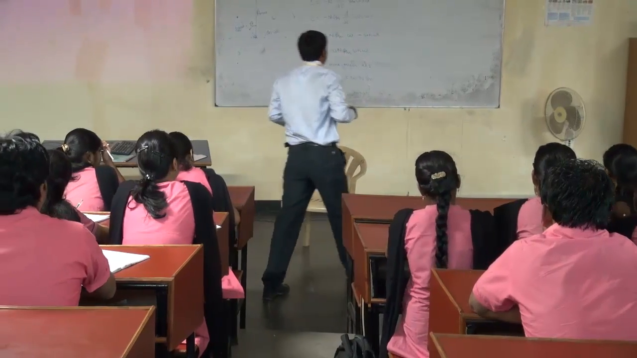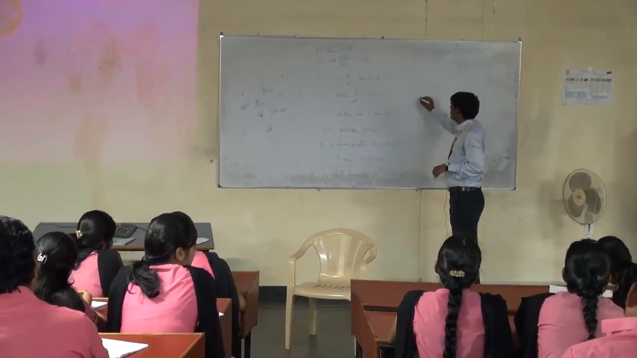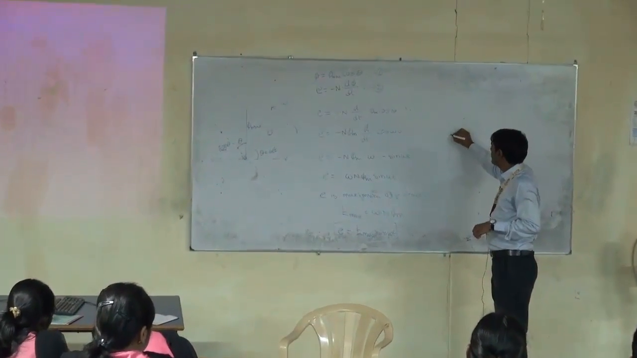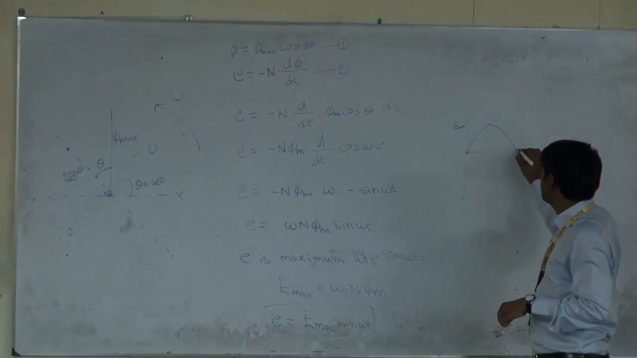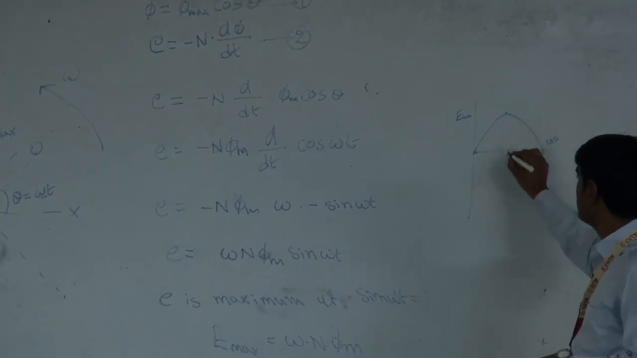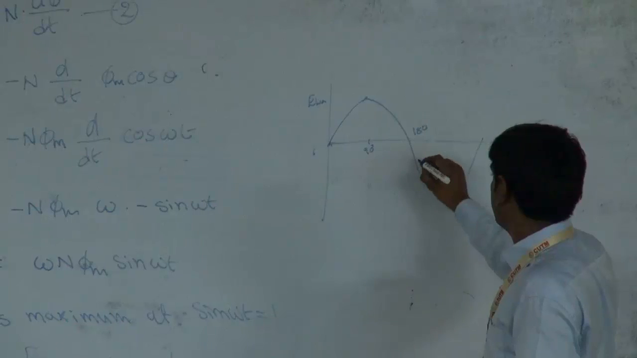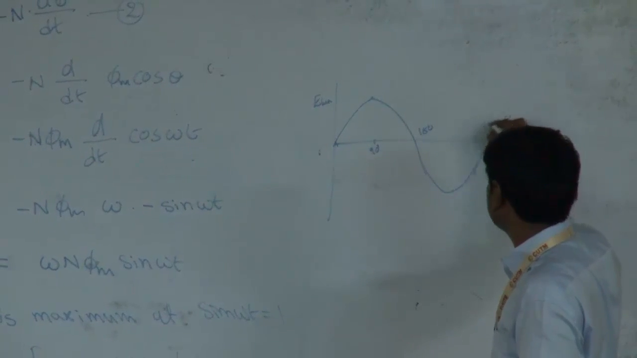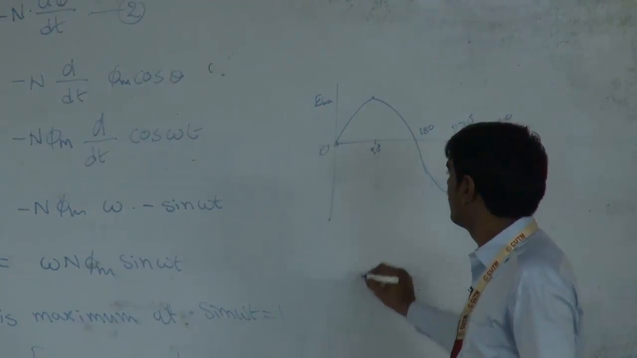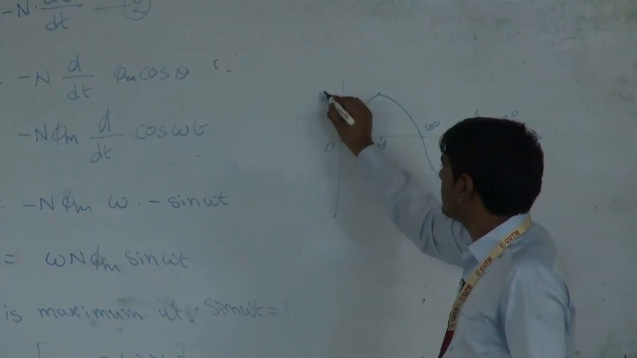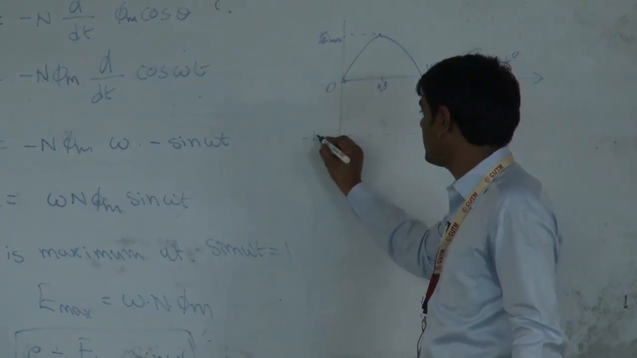So if you draw the induced EMF here, sine 0 is 0, and at sine 90 you will get the maximum EMF. This is V max, and here it is at 180 degrees, it is 0. Let me draw it more clearly. So this is 360 degrees, and this is 270 degrees. Here this is E max, and this is minus E max.